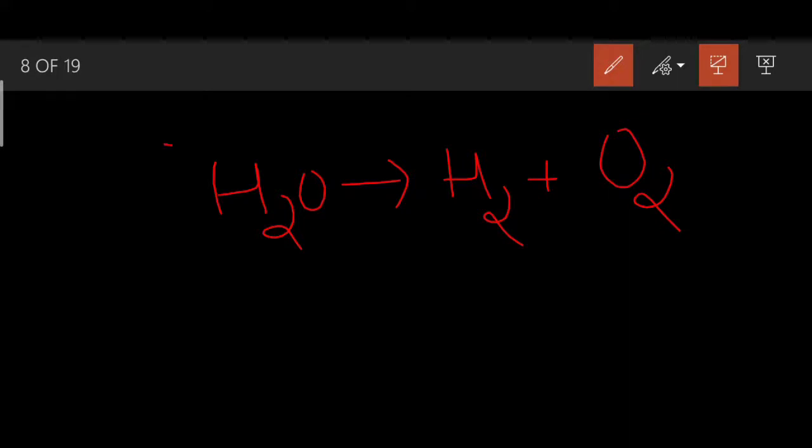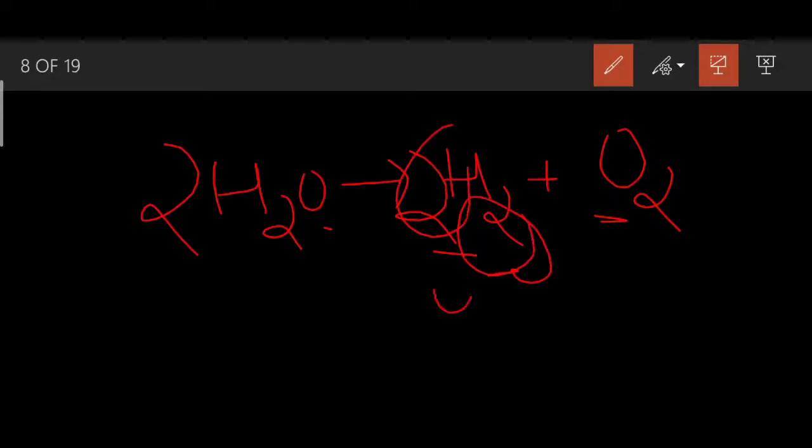Now we will balance it. 2 over here and 2 over here. It's balanced now. Here oxygen is 2, also there. Here therefore we have to multiply this 2 to this 2. So total 4. Again this is 4. So this is also balanced now.